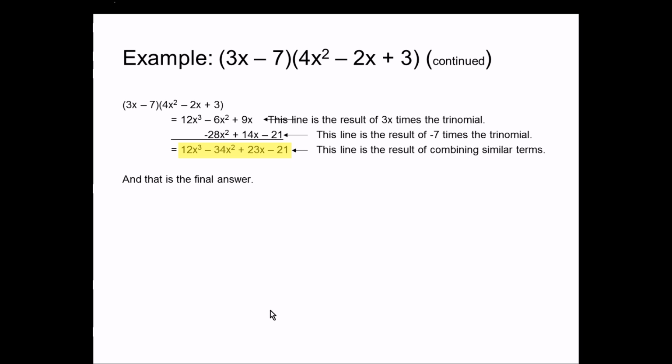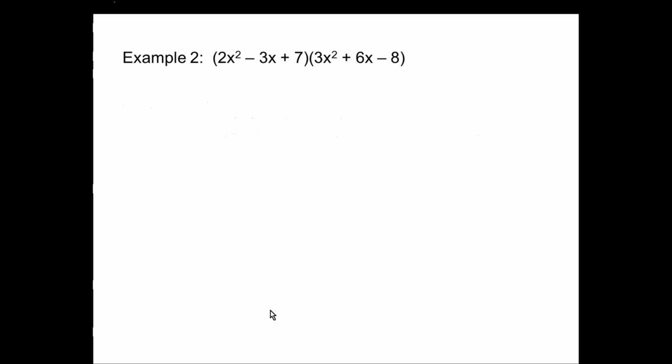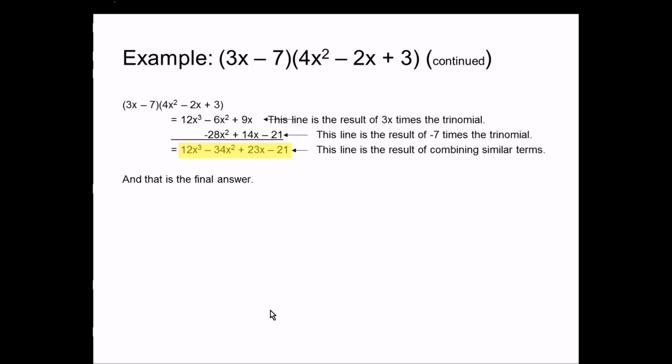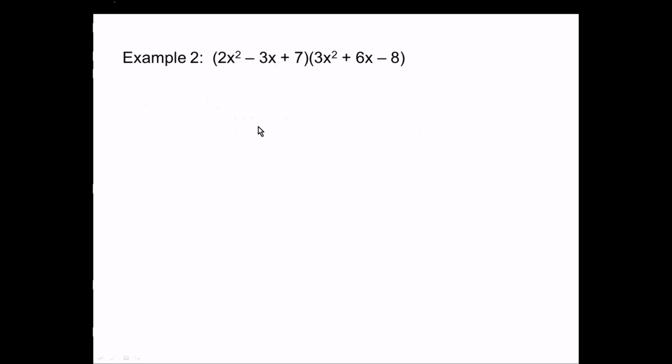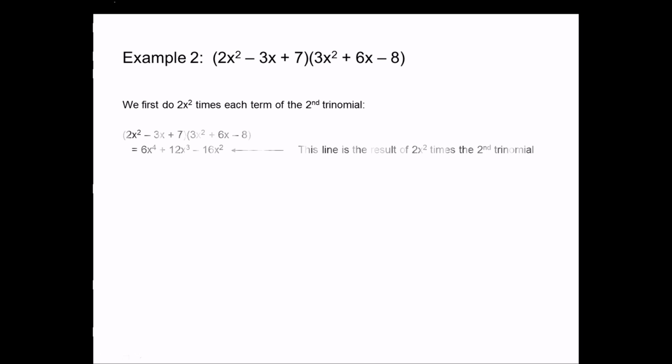So let's take a look at a trinomial times a trinomial. So I've got 2x cubed minus 3x plus 7 times 3x squared plus 6x minus 8. Now going back to this one, each one of these lines before I get an answer is called a partial product because it's part of the final answer. So when I do a trinomial times a trinomial, I should have 3 partial products. So the first thing we're going to do is distribute 2x cubed times each term of the second trinomial. So I'm going to have 6x to the fourth plus 12x cubed minus 16x squared.